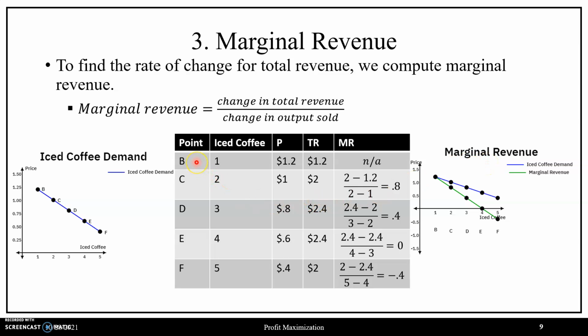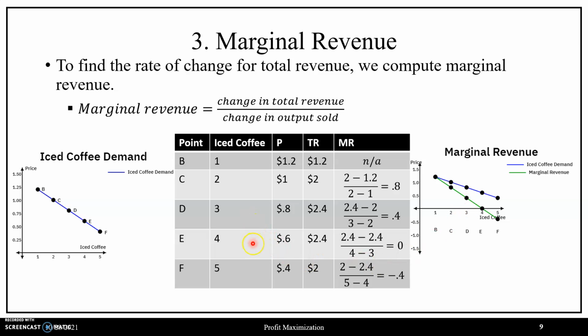So this is going to be comparing the revenue change given output sold from B to C, C to D, D to E, and E to F, where we see going from B to C, output sold changes by 1 unit, in which we see the change in total revenue is going to be a positive value of 80 cents, generating point C on our marginal revenue curve. From C to D, selling 1 more unit of iced coffee, we see that total revenue is changing by a positive value of 40 cents, generating point D on our marginal revenue curve in green.